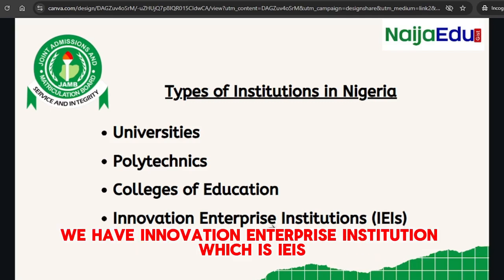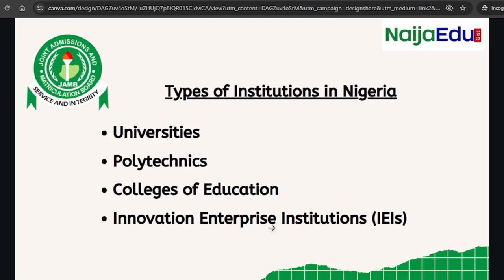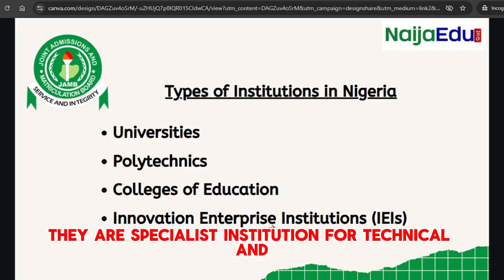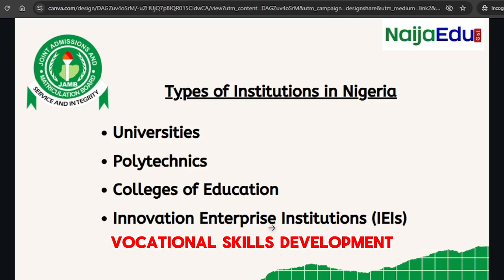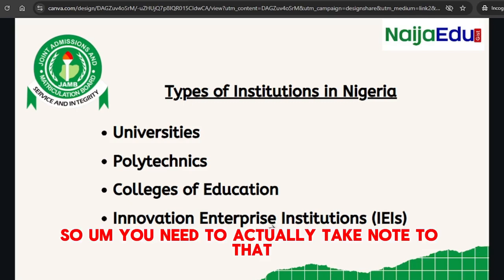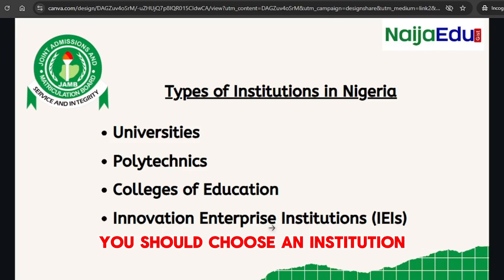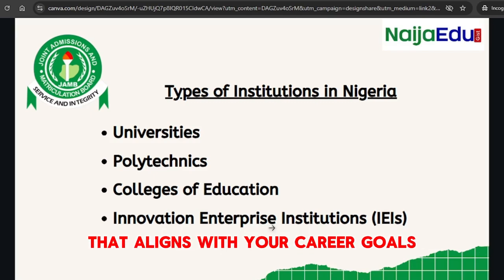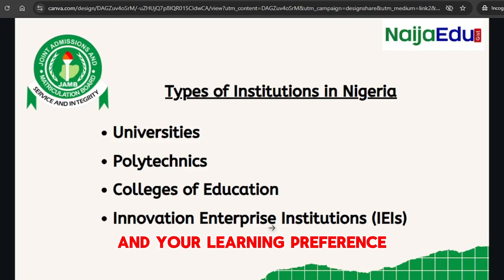Then lastly, we have Innovation Enterprise Institution, which is IEI. They are specialized institutions for technical and vocational skills development. Examples of IEI are FT Film Institute in Lagos, and Niger Delta Innovation Enterprise Institute in Genogua in Bayelsa State. So you need to take note that you should choose an institution that aligns with your career goals and your learning preference. That is for that.